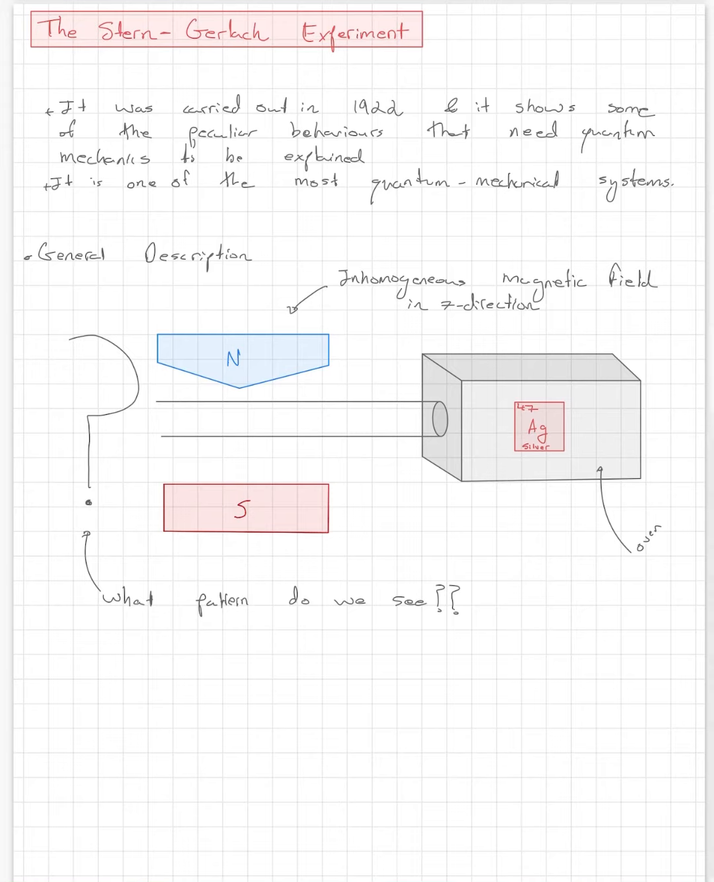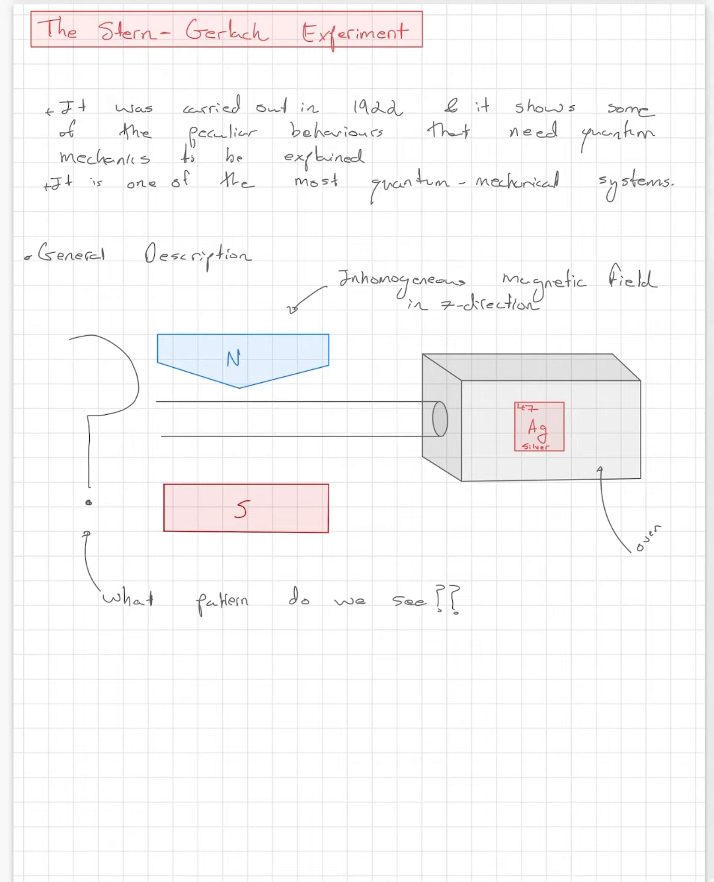So this experiment was carried out in 1922, and the reason it's very popular in a lot of quantum mechanics textbooks is because it shows some of the peculiar behaviors that need quantum mechanics in order to be explained. So they cannot be explained through our classical theories. And this experiment is one of the most quantum mechanical systems out there.